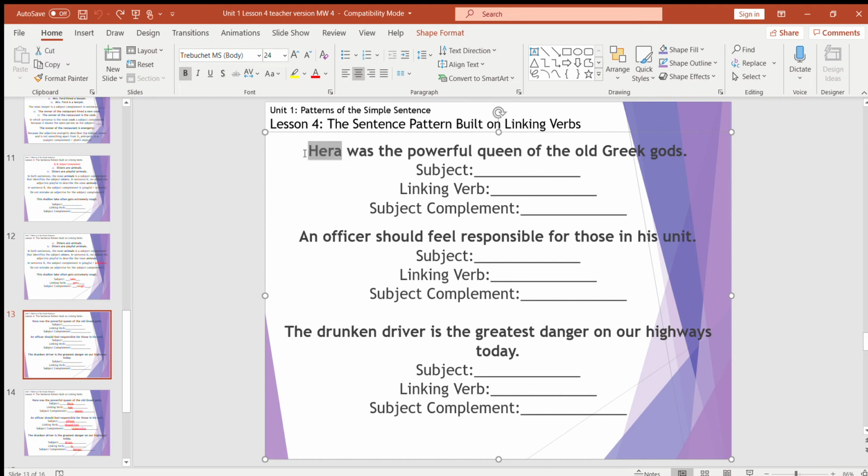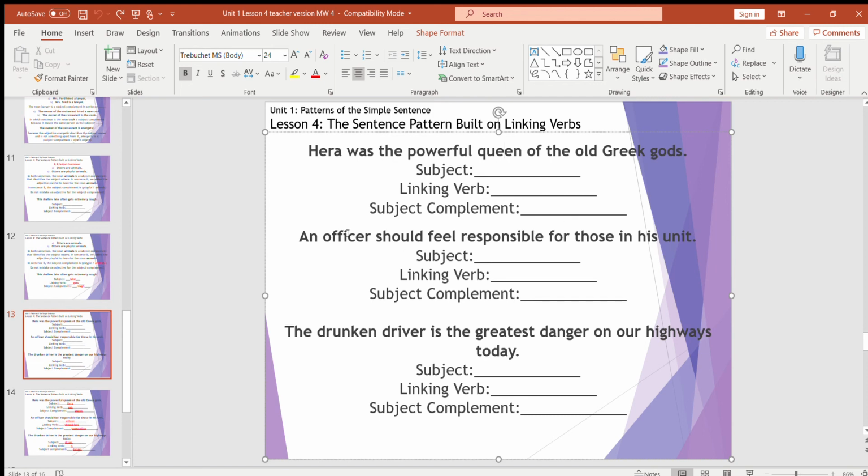Hera. Hera is my subject. Hera was... what was Hera? Was she powerful? Or was she queen? Or was she gods? Which of those three describe Hera? It would have to be queen. Queen was Hera. Hera was queen. Powerful sounds correct, but remember this is an adjective connecting to that noun. So it would have to be queen. So Hera is queen. Which even just that alone, right? It sounds like a sentence. Like, Hera is queen. Oh, that makes sense.